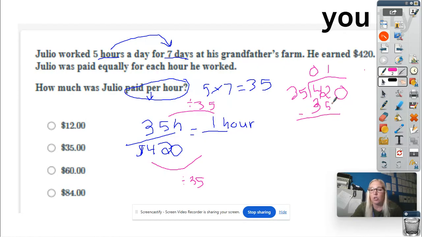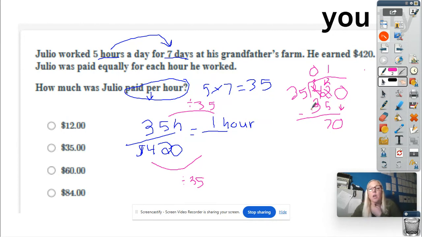Subtract. 2 minus 5 I cannot do, so I have to regroup. The 4 becomes a 3. I bring 10 over. 10 plus 2, that makes it 12. 12 minus 5, well, 7, 8, 9, 10, 11, 12. Just double checking there is 7. 3 minus 3 is 0. Bring down the next digit, which is 0.